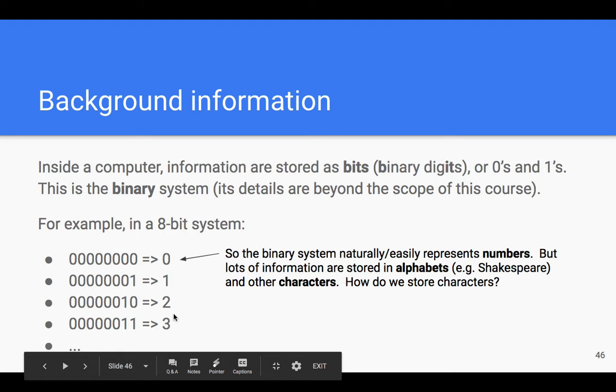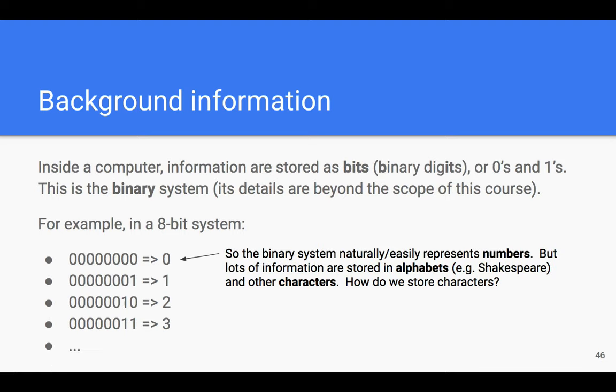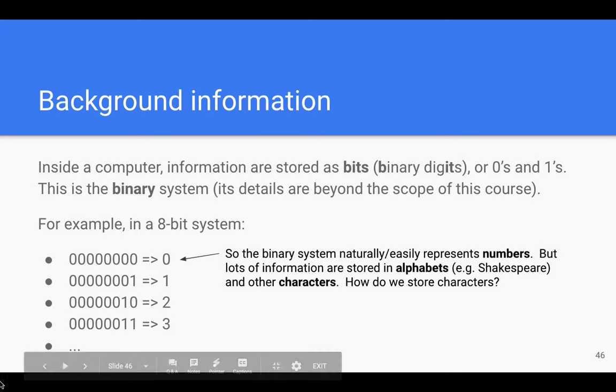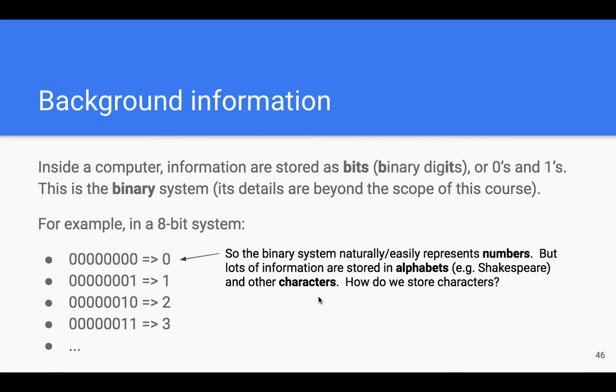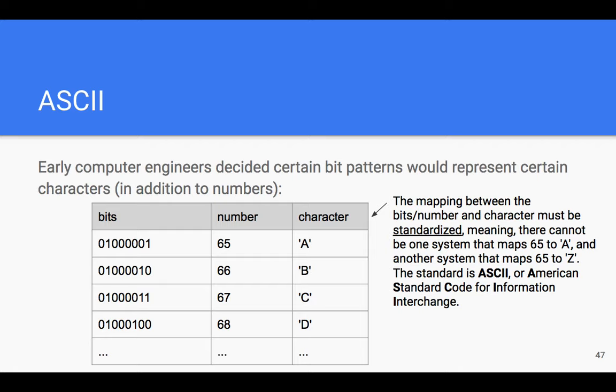However, not all information can be represented by just numbers, right? There is a whole lot of information that is stored in languages, alphabets, right? The entire Shakespeare, all his plays are mostly just written in the English language, so they are stored as alphabets or characters. So then the question is, how in a binary system do you store characters in addition to numbers?